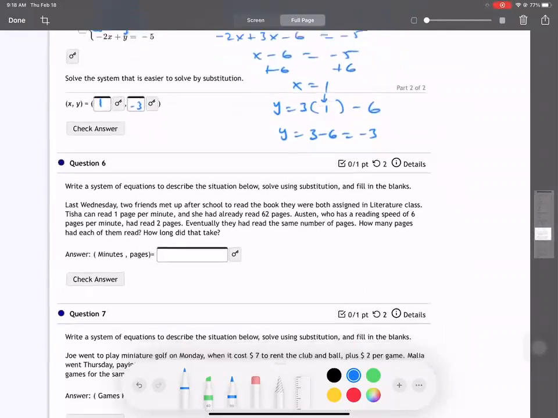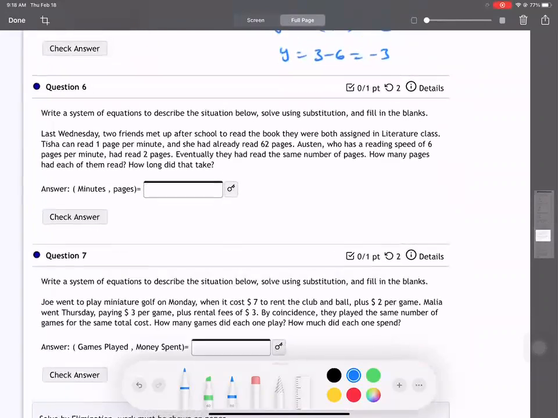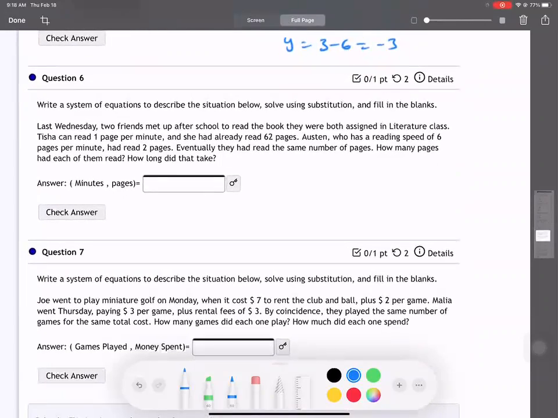Write a system of equations that describes the situation below. Solve using substitution and fill in the blank. Last Wednesday, 2 friends met up after school to read the books they were assigned in literature class. Tisha can read 1 page per minute, and she already read 62 pages. Austin has a reading speed of 6 pages per minute and has already read 2 pages. Eventually they read the same amount.